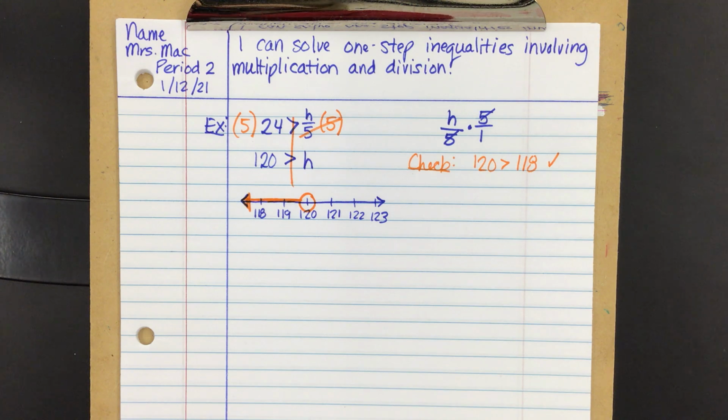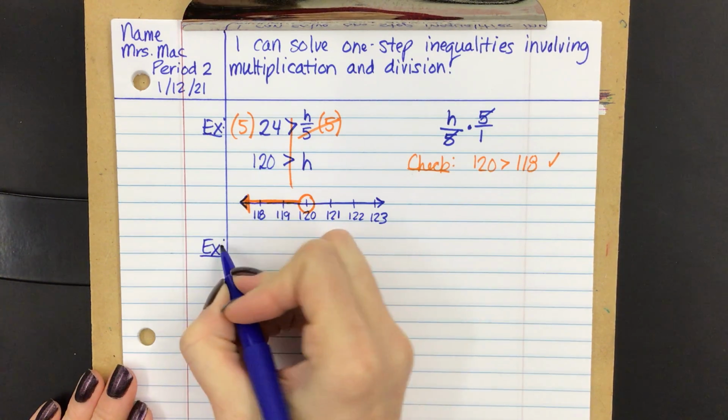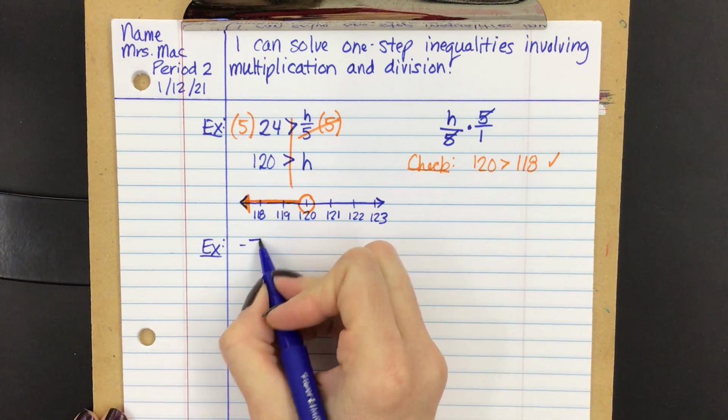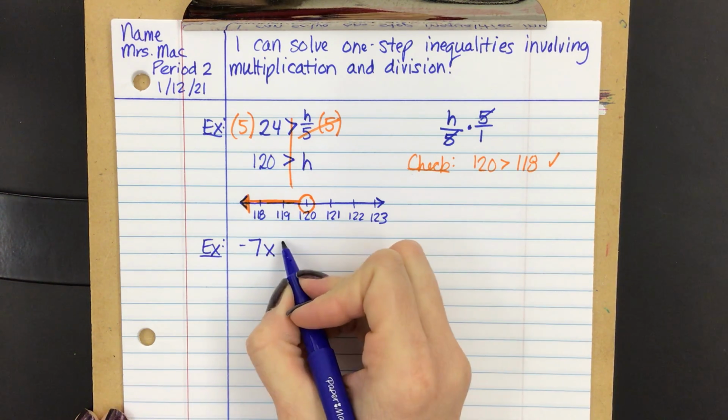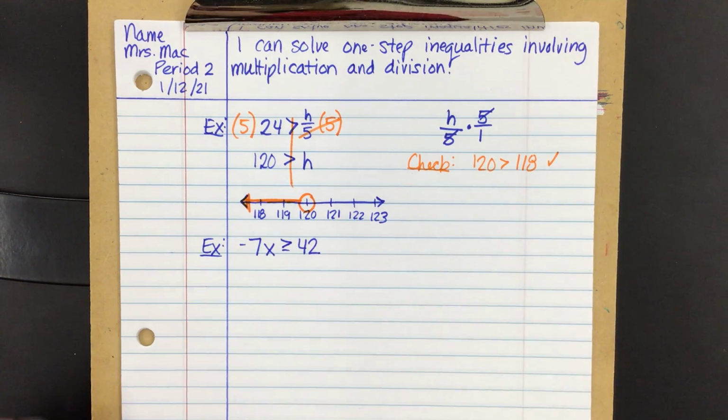Now I want to show you an example that is going to need that tricky little rule. So you have -7 times x is greater than or equal to 42. For this particular problem, I'm going to solve it like we normally would, and then I'm going to show you why it doesn't work.